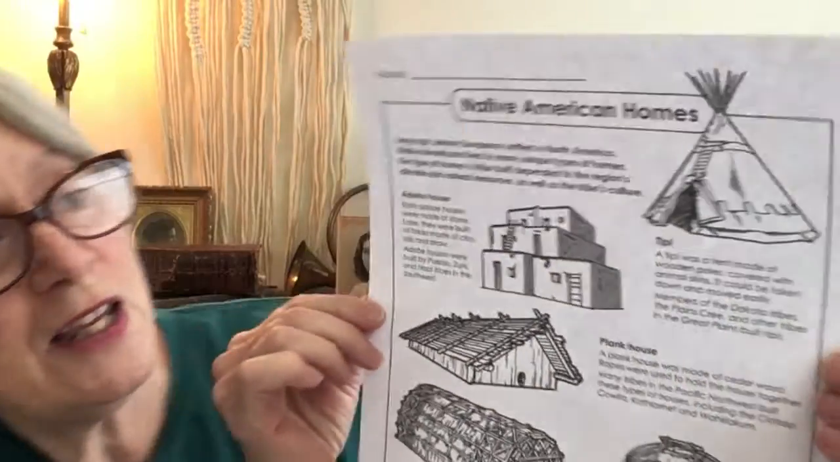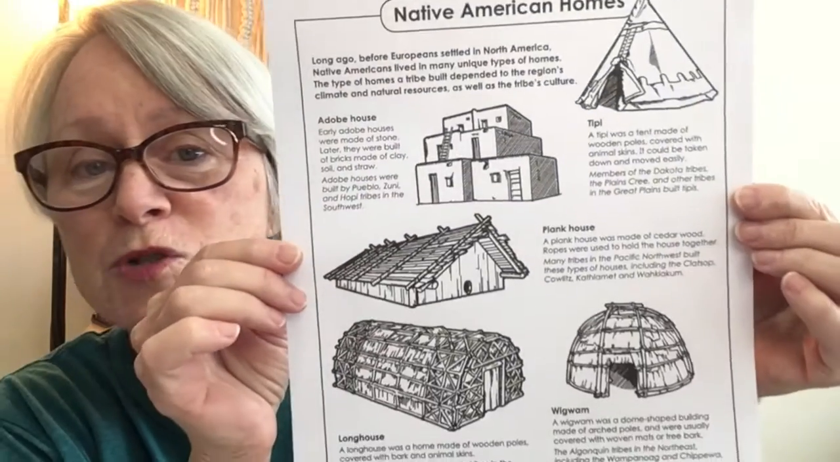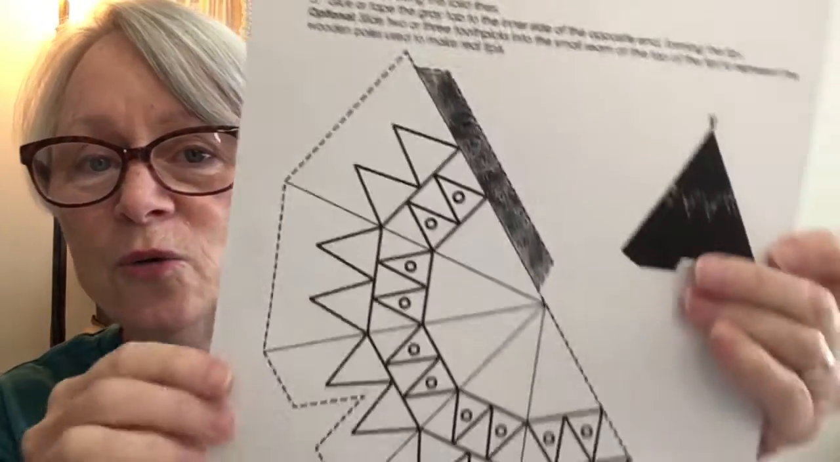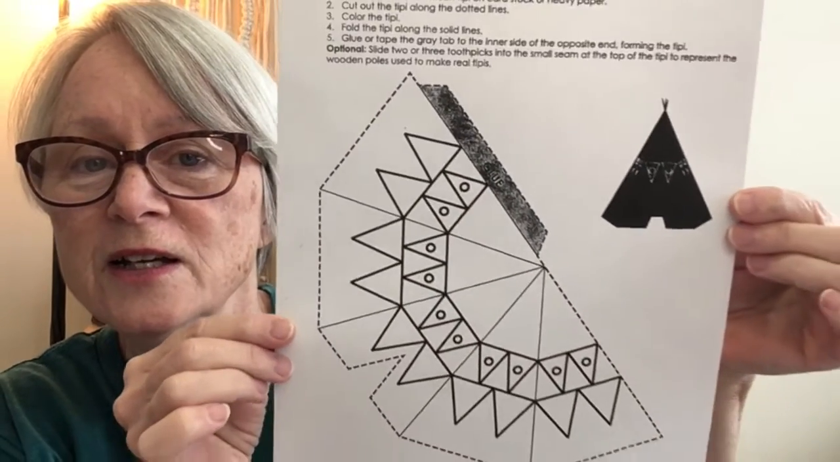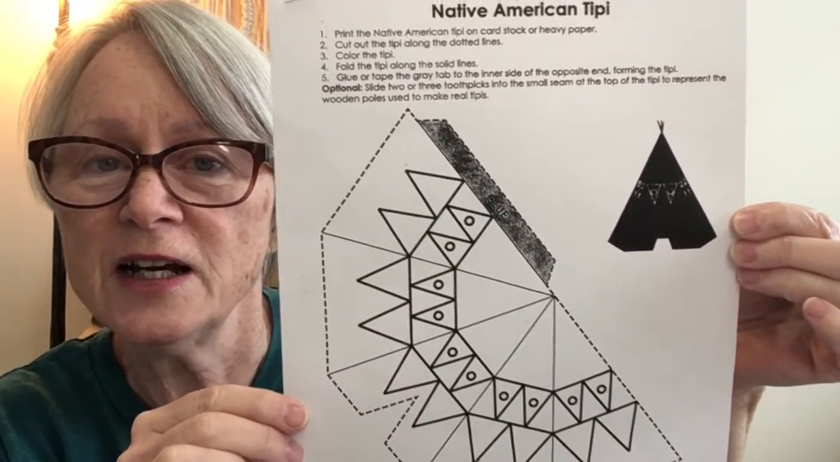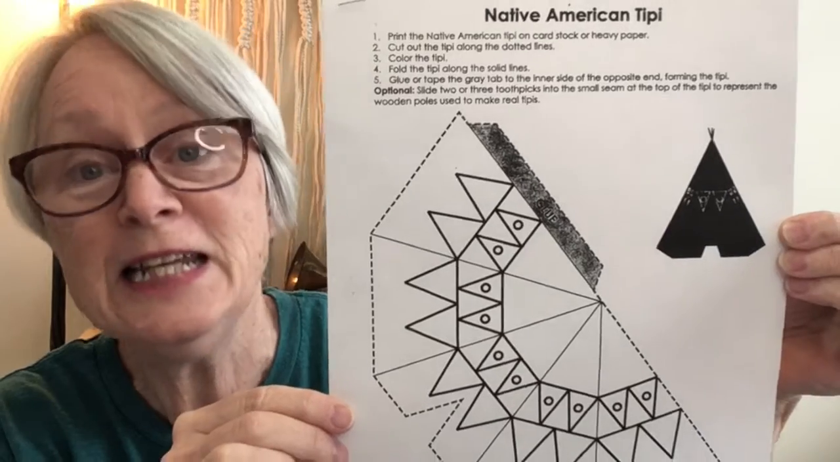So first of all, we're going to use the Native American Homes worksheet. Okay, we're going to read that together. And then after that, we are going to cut out and construct this Native American teepee. Most people think that that's what all Native Americans lived in, but oh my goodness, they had a lot of different dwellings that they lived in. So let's get started.